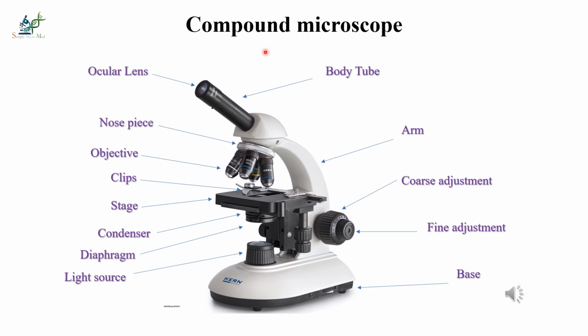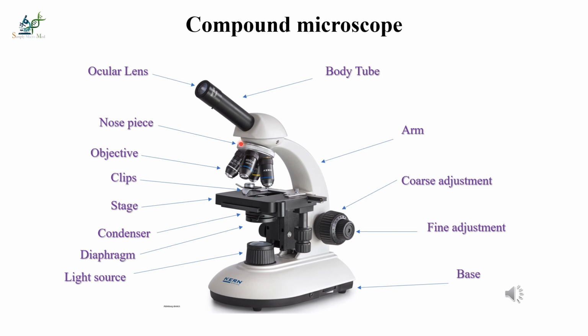Compound microscope. The compound microscope is not a simple microscope, because here in the compound microscope, a combination of lenses is used, ocular and objective lenses. This objective and ocular lens will magnify the image, and we can observe the enlarged image with clear pitch. And these are the parts of a compound microscope: ocular lens, body tube, arm of the microscope, nose piece.